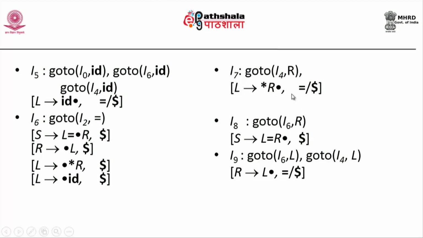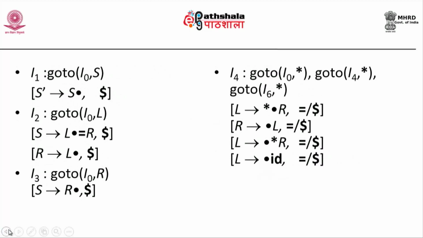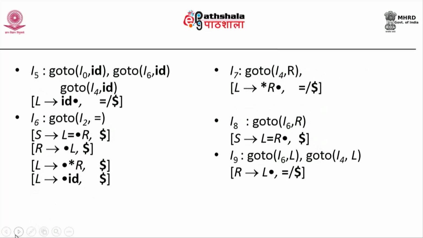Now this is where I am going to get involved. So L produces star R dot. I can have it in two components. One is here with a simple dollar alone. The other one is with the equal to slash dollar. So I am going to combine them together. Equal to slash dollar and dollar will be combined. So S produces R dot is here. I have here L produces R dot.